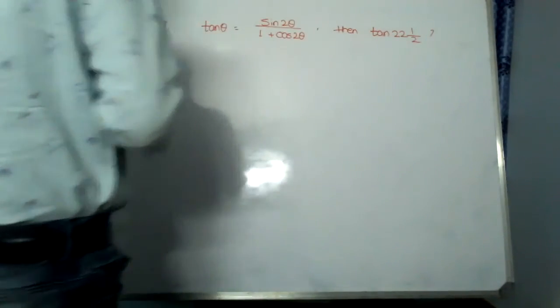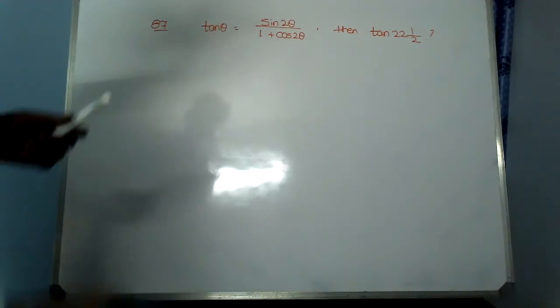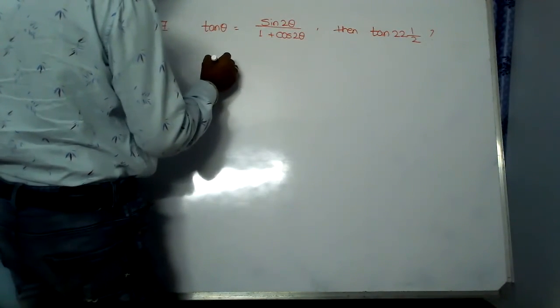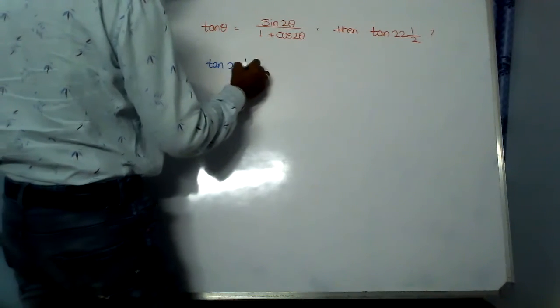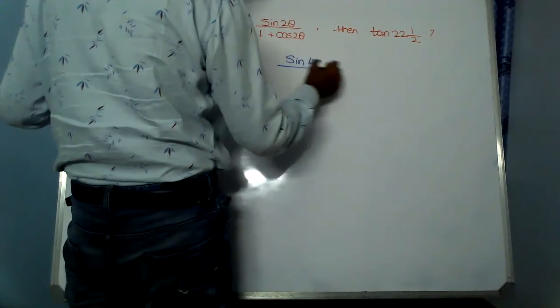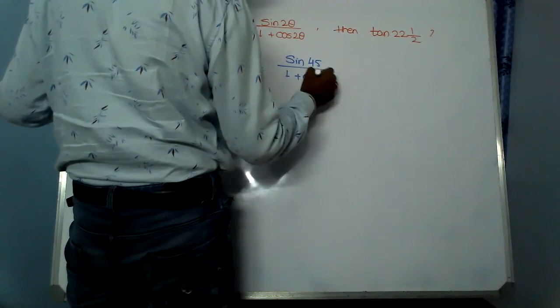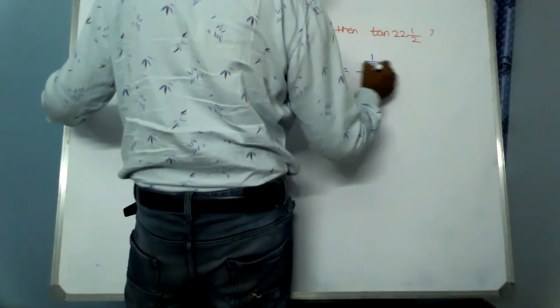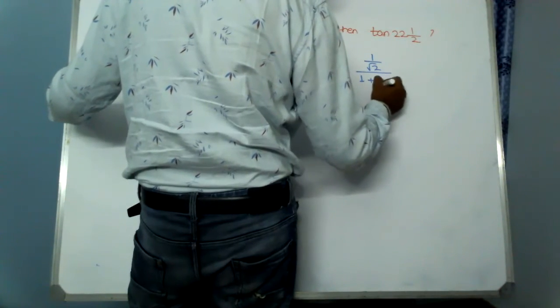So that's the question. Okay, fine. So you just have to put theta equal to 22 and a half. So what will I do? Tan 22 and a half is equal to sine 2 theta, so it will become sine 45 divided by 1 plus cos 45. You already know the value, it's 1 by root 2 divided by 1 plus 1 by root 2.